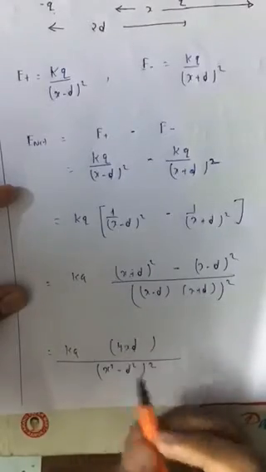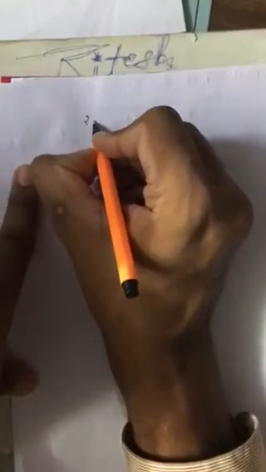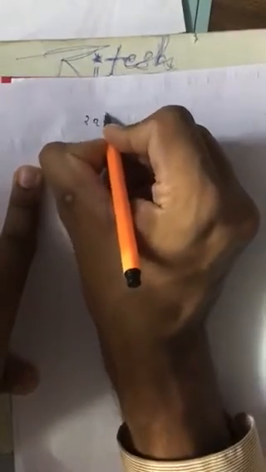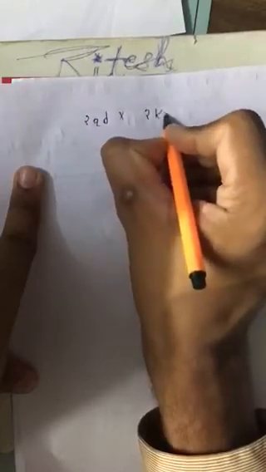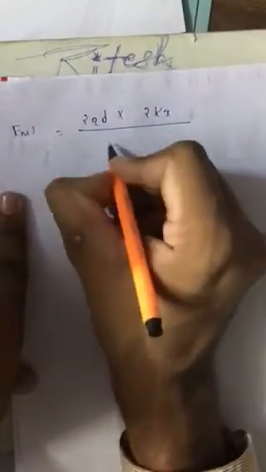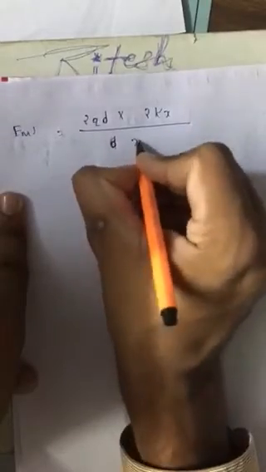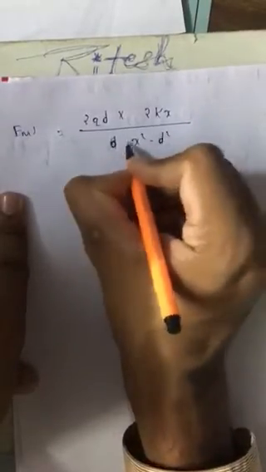Rearranging the numerator we get 2qd into 2kx upon, I will only rearrange the numerator, this is the net electric field, upon (x square minus d square) whole square.